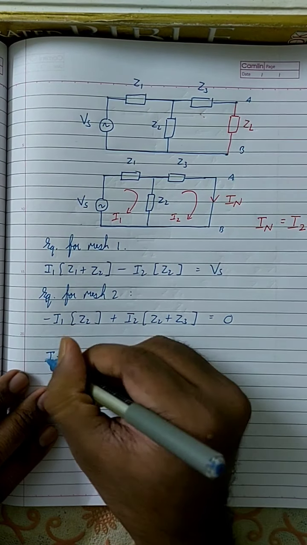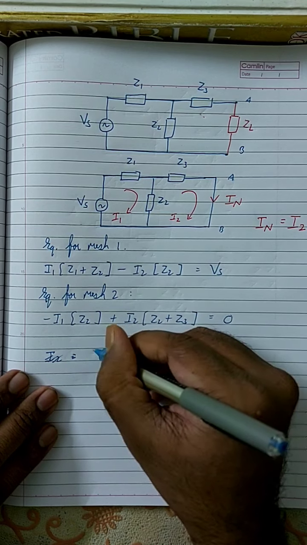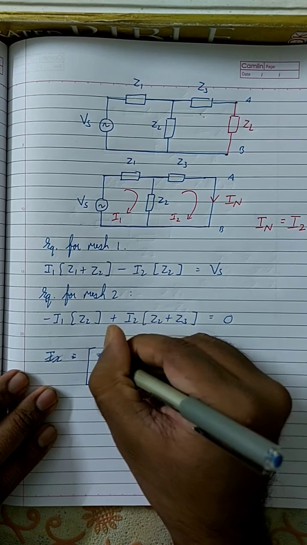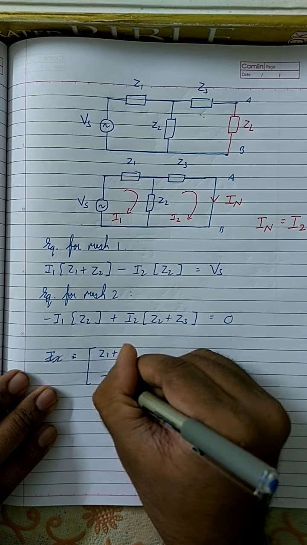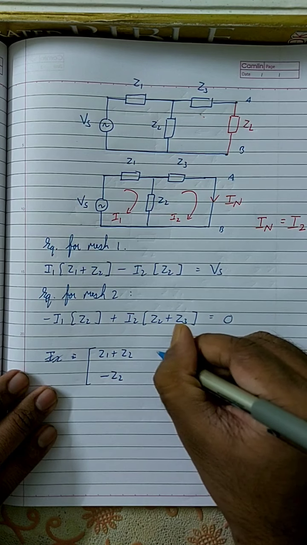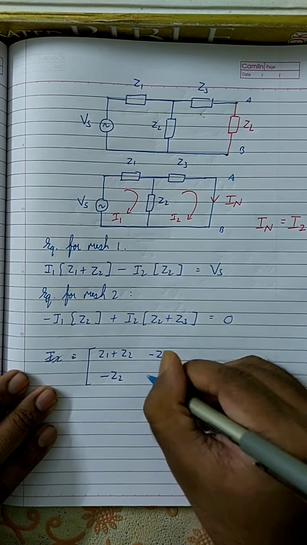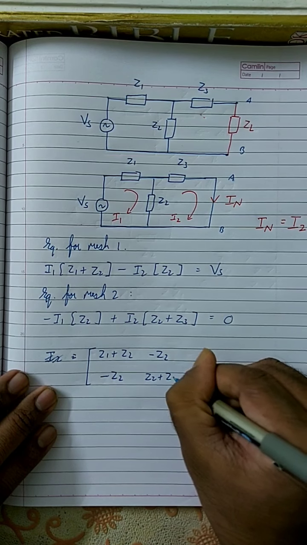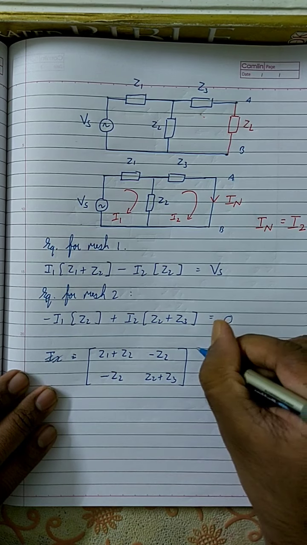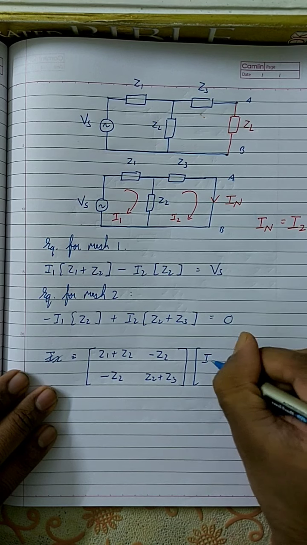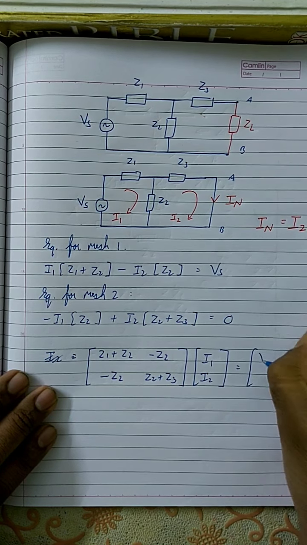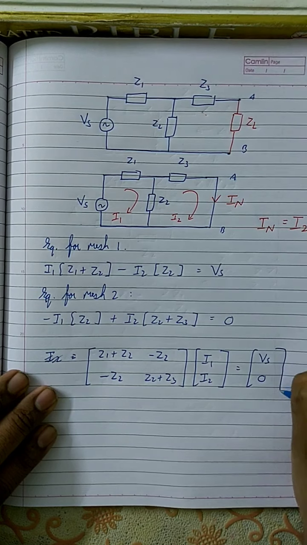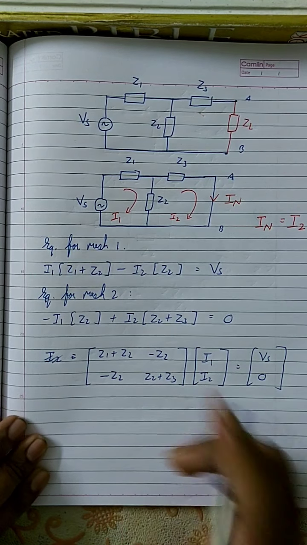Using Cramer's rule. Before that, let me write it in matrix form so that you won't have any confusion. Z1 plus Z2, this is minus Z2, here it is minus Z2, and here you have Z2 plus Z3. That is the matrix over here. The matrix over here is I1, I2, and the matrix over here is Vs, 0. Okay.